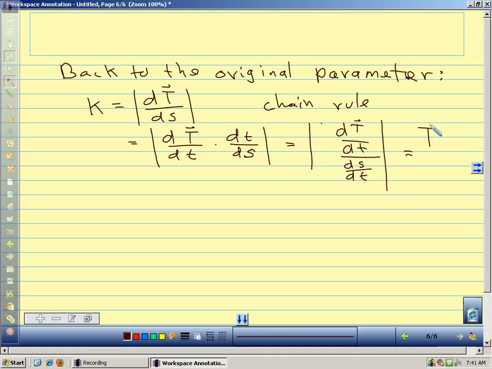dT/dt is T prime. And ds/dt, s prime, which is what is it, Caitlin? R prime. R prime, yes. ds/dt is r prime.